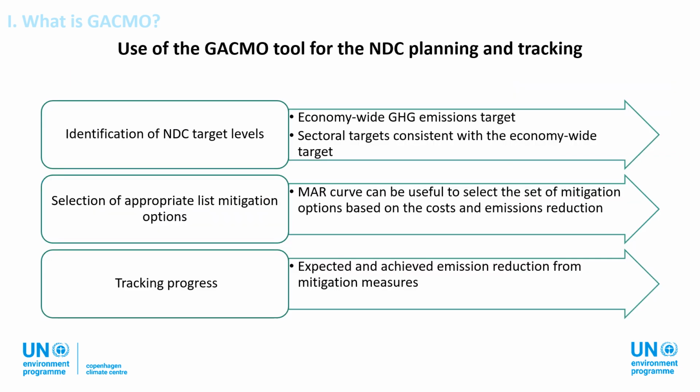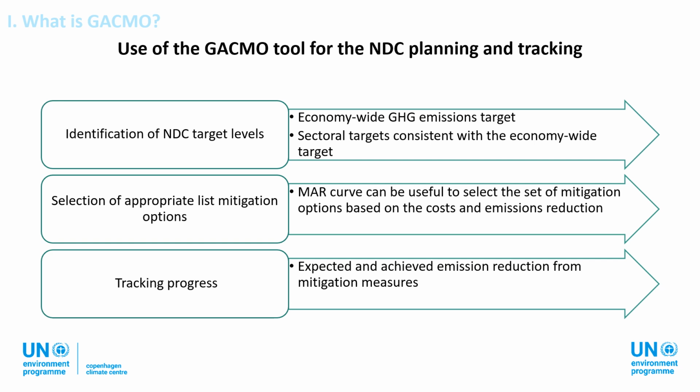GACMO tool can be used for NDC planning and tracking. It can also be helpful to identify NDC target levels, for example by estimating the economy-wide GHG reduction target, as well as in quantifying the sectoral targets, which will be in line with the overall economy-wide target. It can also be a useful tool to select an appropriate list of mitigation options.